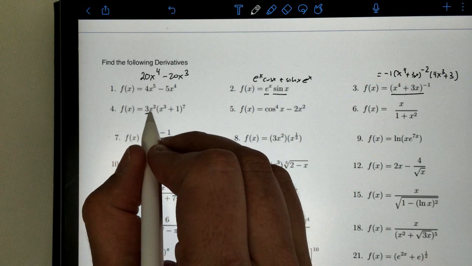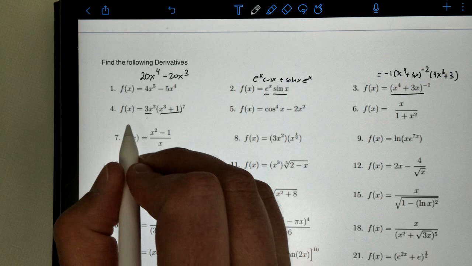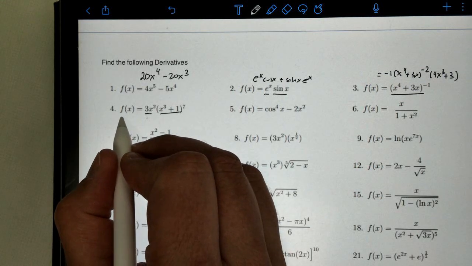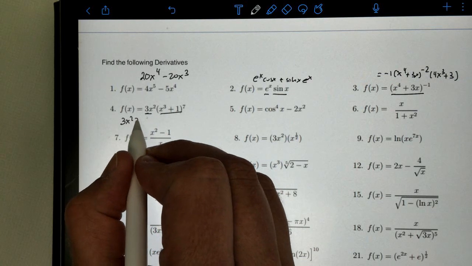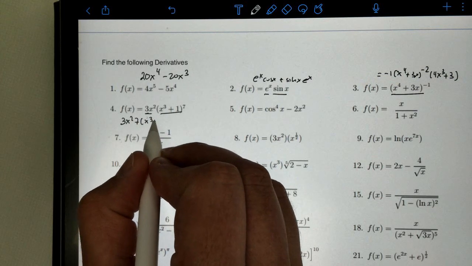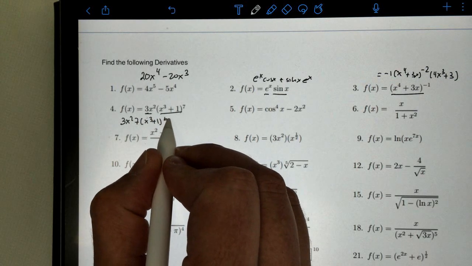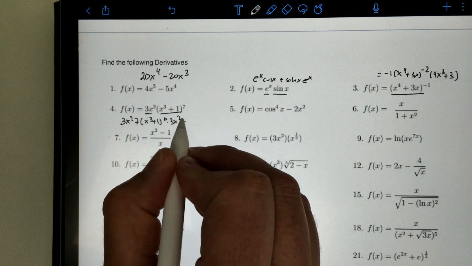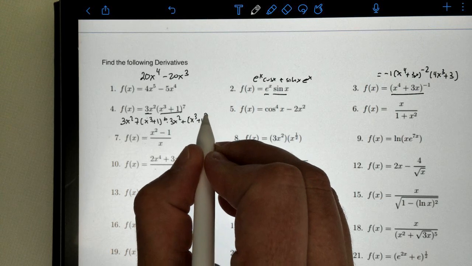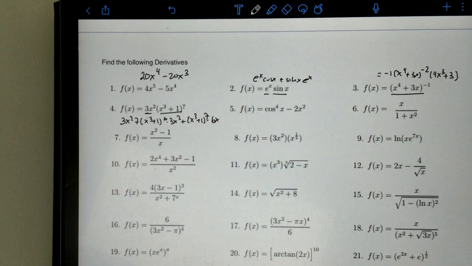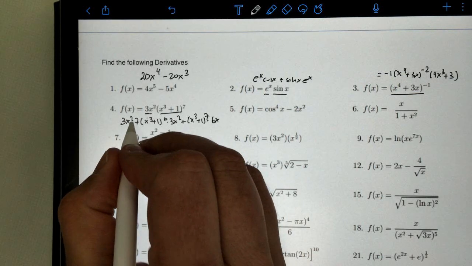Oh, look, a product with a chain rule. So we would get the first, 3x squared, times the derivative of the second, 7x cubed plus 1 to the 6th. Chain rule times 3x squared, plus the second, x cubed plus 1 to the 7th, times the derivative of the first, 6x. Look at that. He's a champion derivative taker.